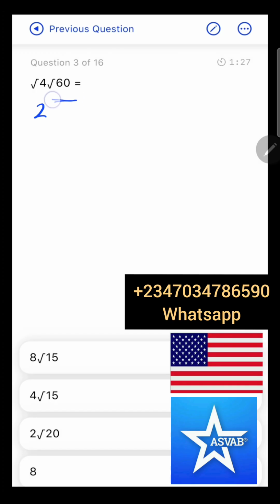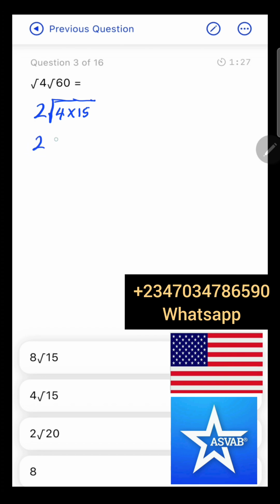So all we're going to do is break this 60 into two numbers multiplied together, and one of those numbers must be a perfect square. So the two numbers are going to be 4 multiplied by 15, which gives us 60, where 4 is a perfect square. So now we can continue.